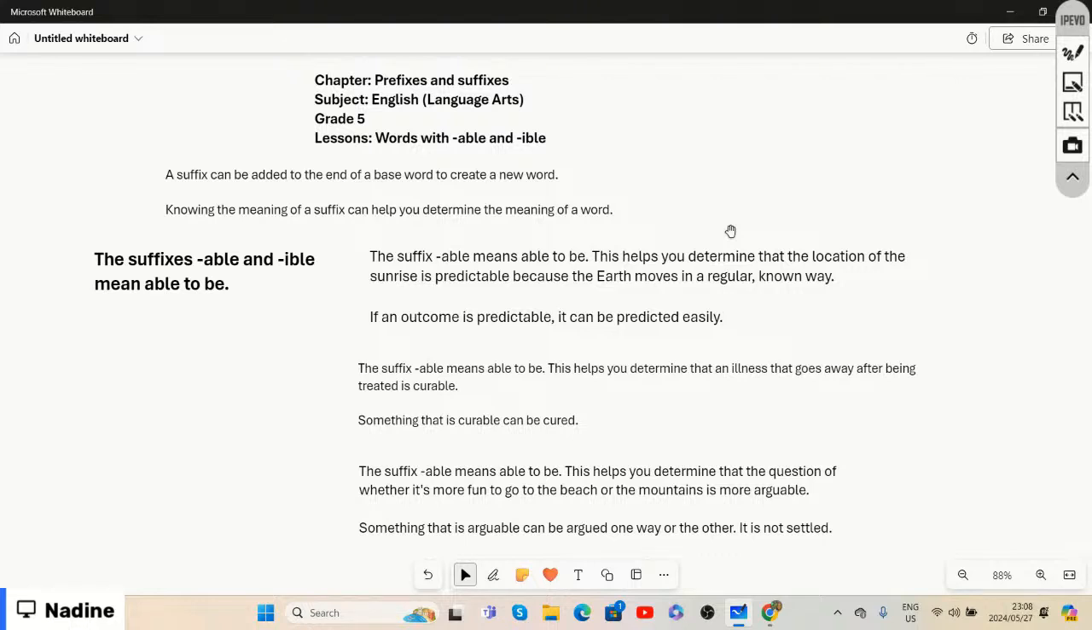That suffix also has a specific meaning. And knowing the meaning of that suffix before even adding it to a base word will help you to determine the meaning of a new word once it is being added to the base word, right? So now it creates a new word, and you'll be able to determine the meaning of this new word that you have created once you have added it to the base word.